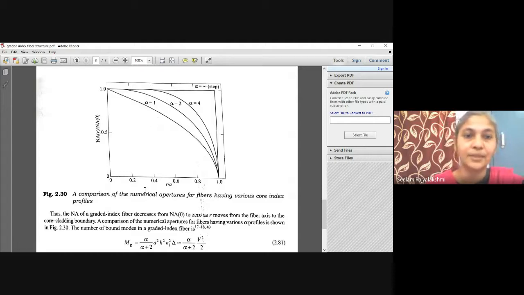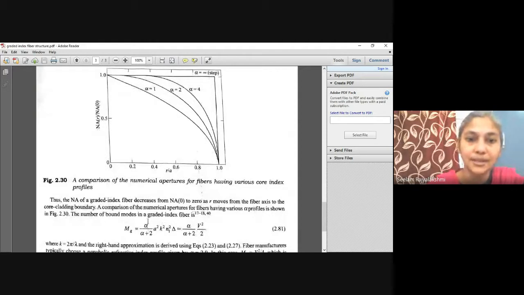Here we can observe r by a and the numerical aperture NA(r) by NA(0). The numerical aperture of a graded index optical fiber decreases from NA(0) to 0 as r moves from the fiber axis to the core cladding boundary. That means the numerical aperture tends to 0 when r moves from the fiber axis to the core cladding boundary. A comparison of the numerical apertures for fibers having various alpha profiles is shown in this particular figure.